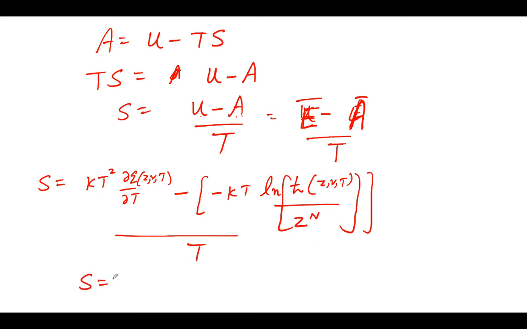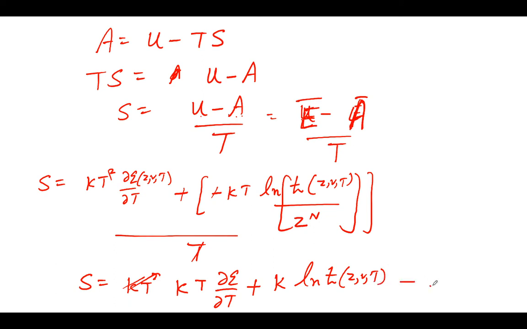So when we solve this, T is common, so it gets cancelled, and this equation becomes KT² ∂Q/∂T, or if T and T get cancelled, this equation becomes KT ∂Q/∂T, plus, minus and minus get a plus sign, so K log of the grand canonical partition function minus log Z raised to power N. Opening this logarithmic equation, we get this log of the grand canonical partition function equal to Q.